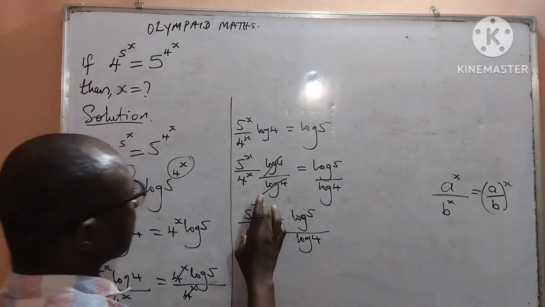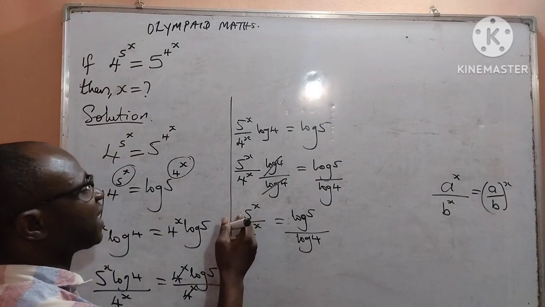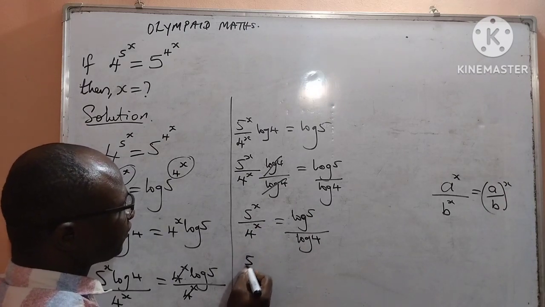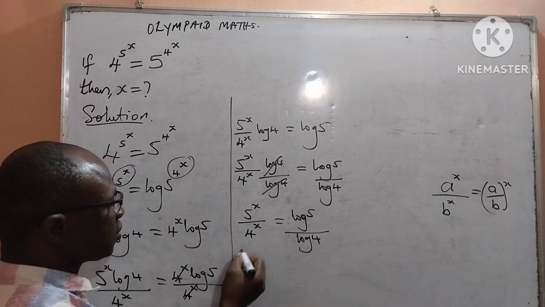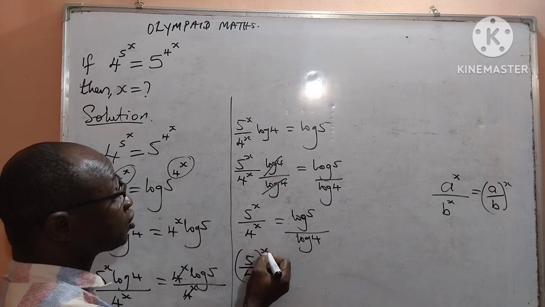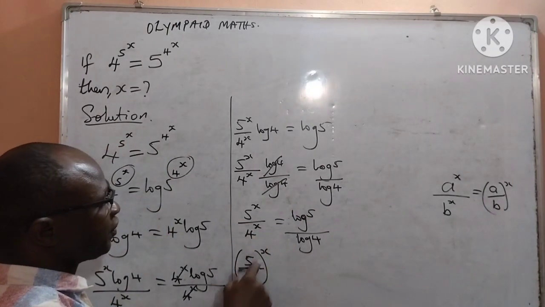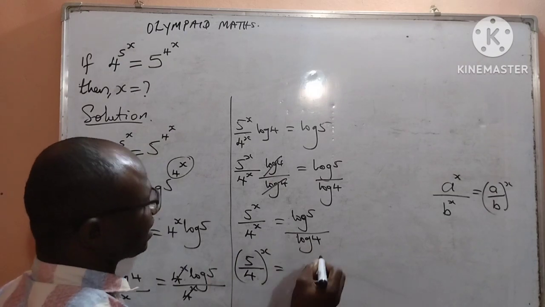And that means by the left hand side, I can now write 5 power x divided by 4 power x as 5 over 4, all raised to the power of x. That is, 5 divided by 4 raised to power x.